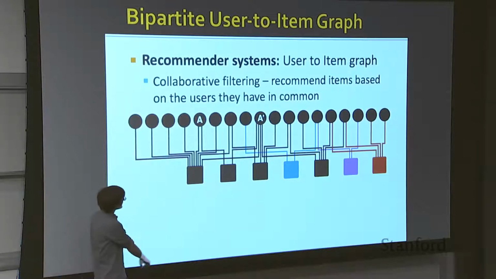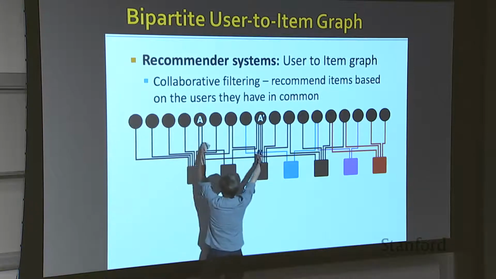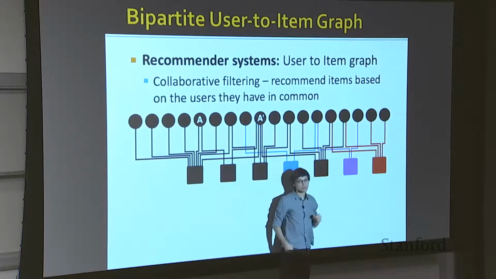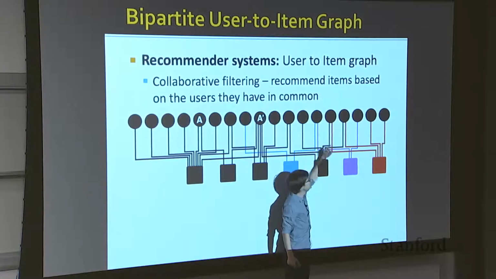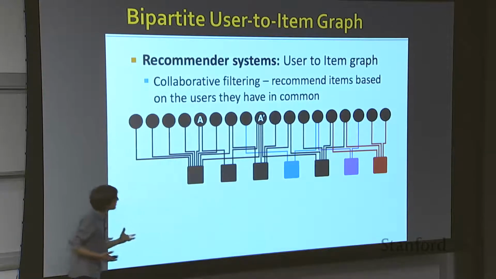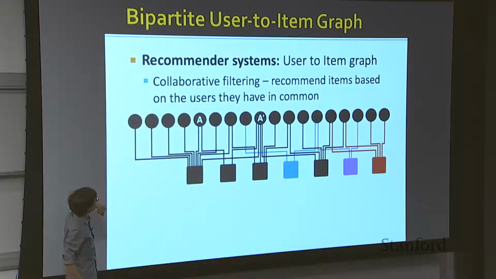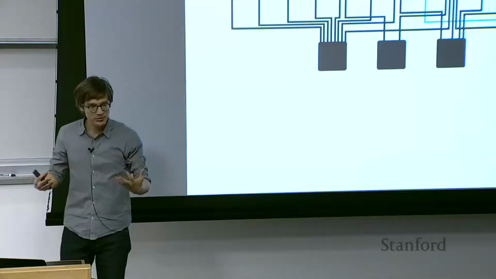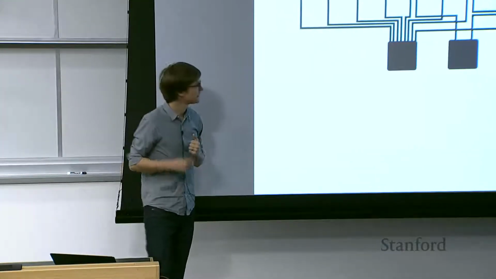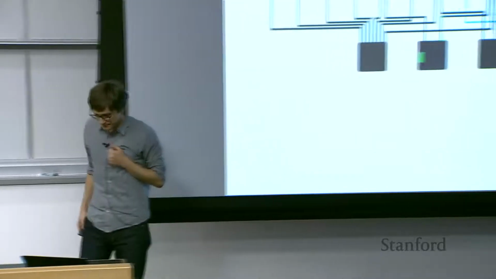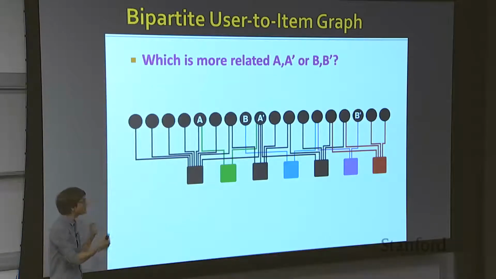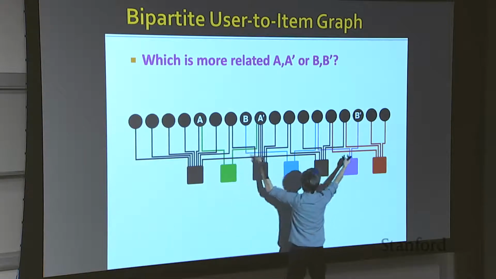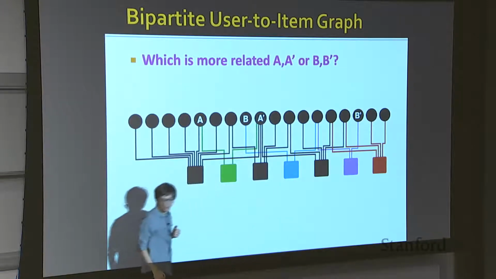And in recommender systems, many times I want to ask, how related are two items? How related are two users? For a given user, what items should I recommend, given that the user has already bought a certain set of items, right? And this notion of recommendations is called collaborative filtering, which means that I want to recommend items to users based on what this user has in common with other users, right? That's kind of the basic intuition. So the question becomes, if I want to find items that are related, I could ask, are items A and A prime more related than B and B prime? How would you compute that, right?